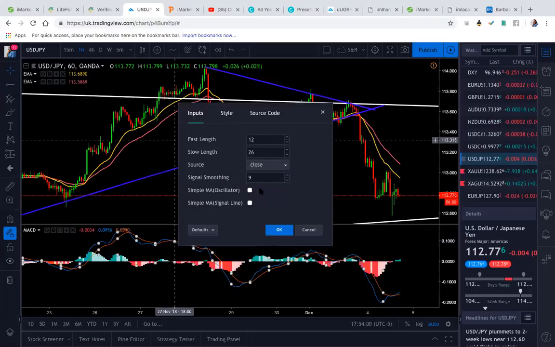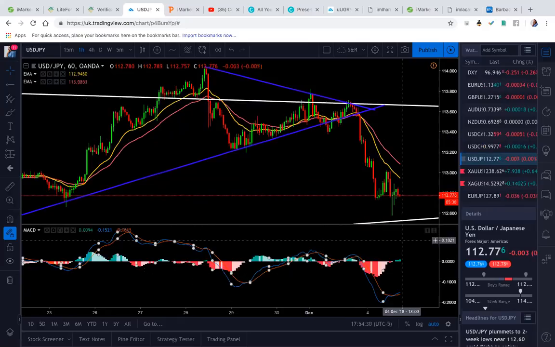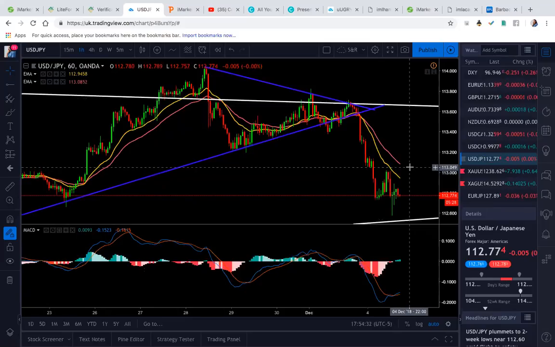Now the MACD already comes set with what we need. I don't need to change these inputs, but in case yours do not come with these inputs, the fast length is 12, slow length is 26, source is close, and signal smoothing is 9. So just make sure that yours are the same as mine. Write it down, have a look, and see what yours is telling you. And then we have the style. Good. So now we click OK, and we're looking for our entries.